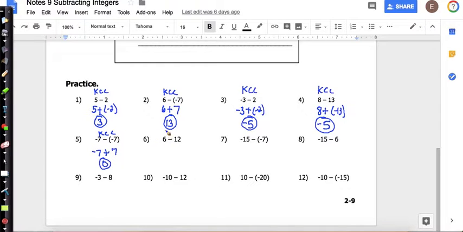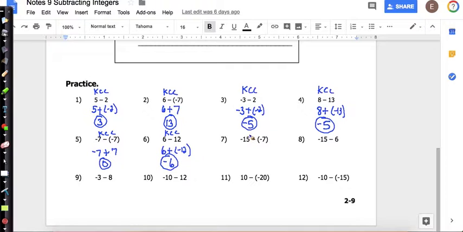Number 6, 6 minus 12, KCC. Keep the 6, change to addition, and change positive 12 to negative 12. The signs are different, so I'm going to subtract. 12 minus 6 is 6, and I have more negatives, so the answer is negative 6.